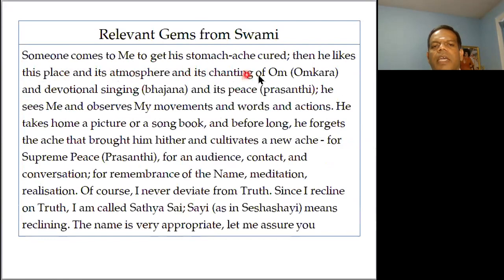Someone comes to me to get his stomachache cured. Then he likes this place and its atmosphere and its chanting of Om, Omkara, and devotional singing, Bhajana, and its peace, Prashanti. He sees me and observes my movements and words and actions. He takes home a picture or a songbook, and before long, he forgets the ache that brought him hither and cultivates a new ache for supreme peace, Prashanti, for an audience, contact, and conversation, for remembrance of the name, meditation, realization. Of course, I never deviate from truth.